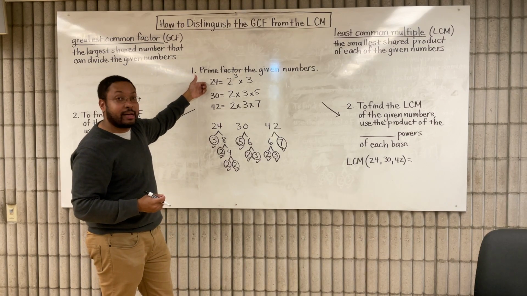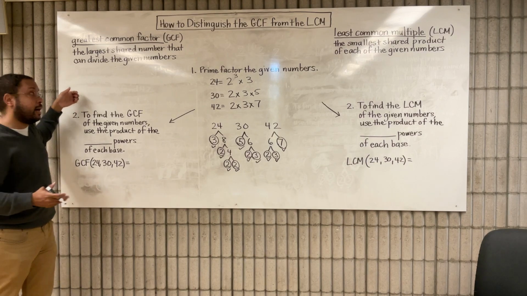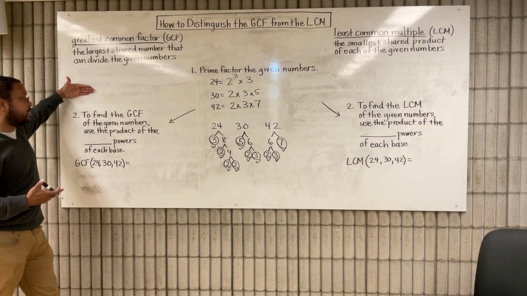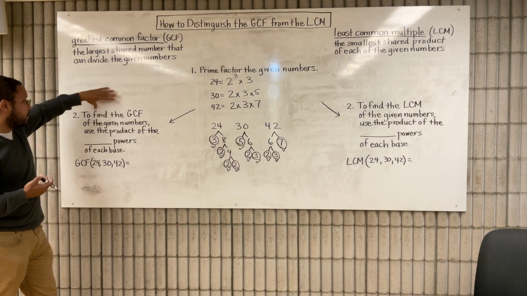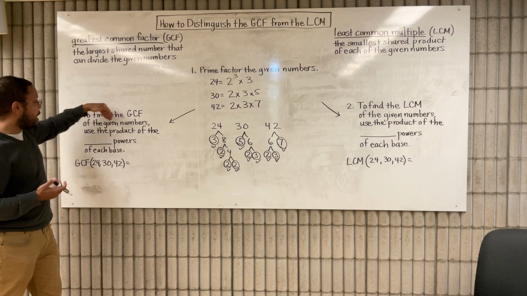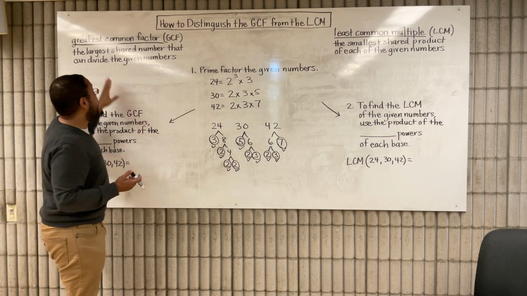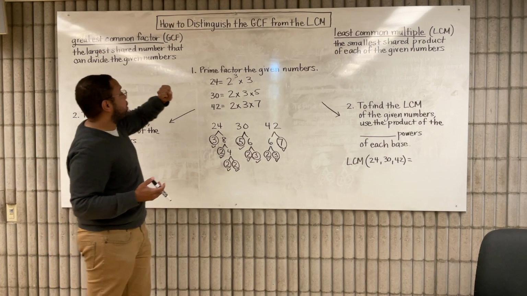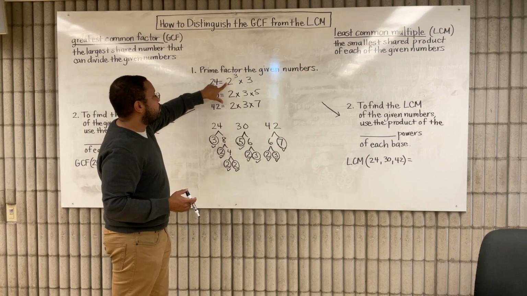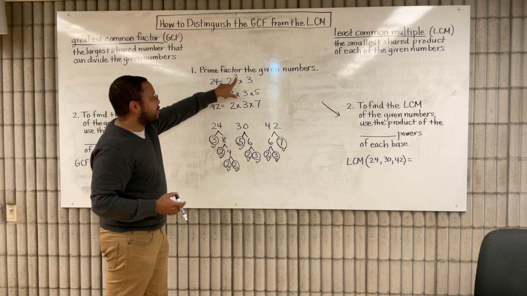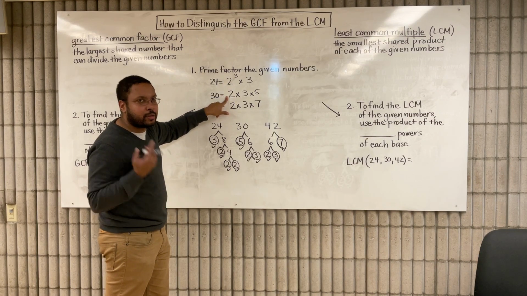Now that I've prime factored the given numbers, I'm going to use that information to help me find the greatest common factor. To find the greatest common factor of the given numbers, we're going to use the product of the common prime factors. The greatest common factor is the largest shared number that they can be divided by. So they have 3 factors of 2 in 24. Are there 3 factors of 2 in 2 to the first? No, there's only 1.